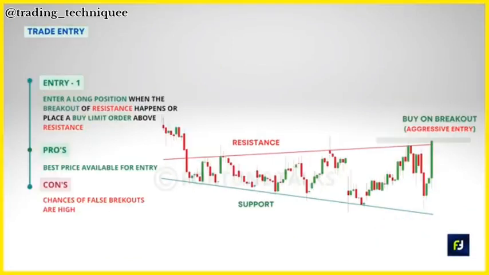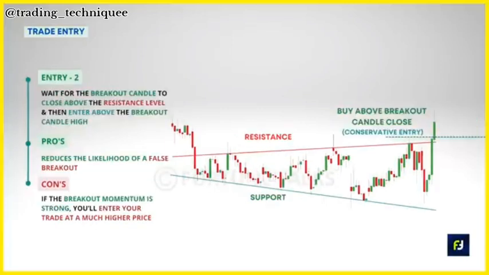So with that in mind, let's talk about all the possible entries when a breakout happens above the upper trendline resistance. You can take a long entry as soon as the price breaks above the resistance, as this will give you a good entry price. But the downside is that it could be a false breakout and you could get trapped. So a better alternative would be to wait for the breakout candle to close above the resistance trend line and then enter at the opening of the next candle or above the high of the breakout candle. Now the problem with this approach is that if the breakout is associated with a good momentum, then you will find yourself buying at a very higher price.